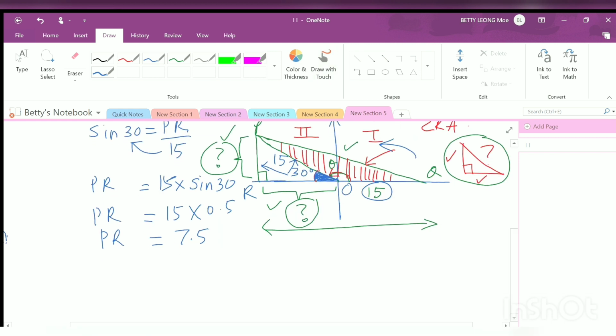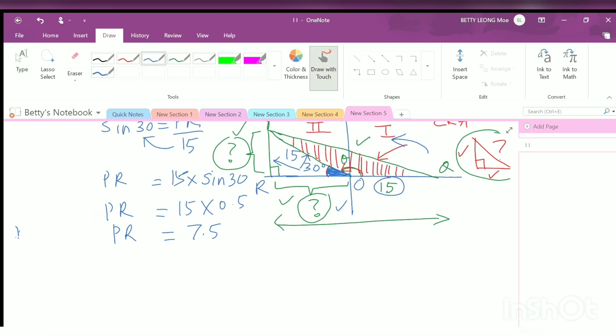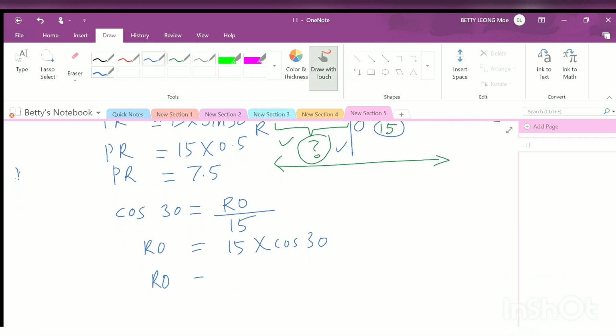You want to find your RO. If you use this angle, it is adjacent over hypotenuse. So you can use cos 30 equals RO divided by 15. RO will be 15 times cos 30. Yeah, cos 30 will be 12.99.